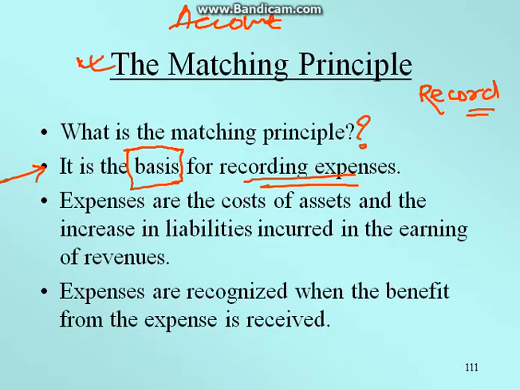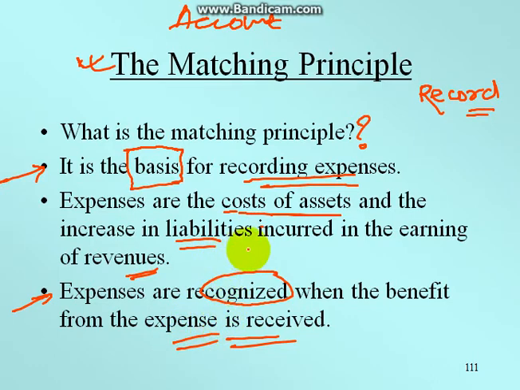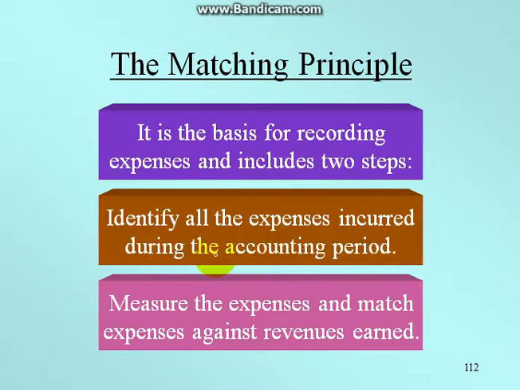Now here expenses are recorded. Expenses are the cost of assets and increases in liabilities which are incurred in earning revenues. And the second part is, expenses are also recognized when the benefit from the expense is received. So expenses are recognized when the benefit from the expenses is being received. Now how the matching principle works, we will show here.